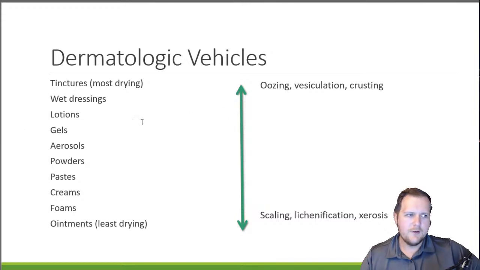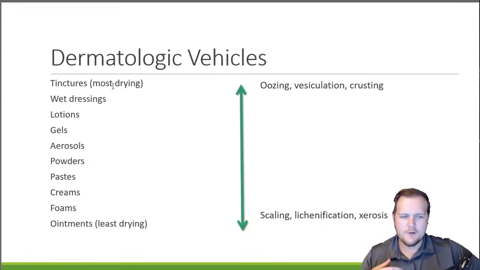So just as a general overview here, if you're looking at different dermatologic vehicles, you can go from most drying to least drying, or say most moisturizing down here at the bottom. A lot of this has to do with the water content or the oil content of the vehicle. It also can depend on the alcohol content. You're going to find that anything that contains alcohol tends to be drying because it tends to evaporate very quickly and can take some water along with that.